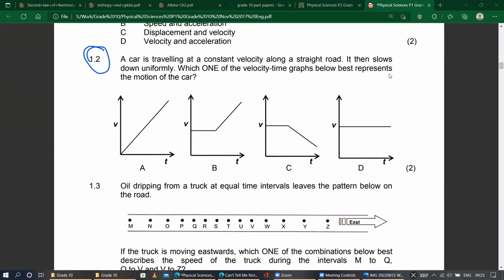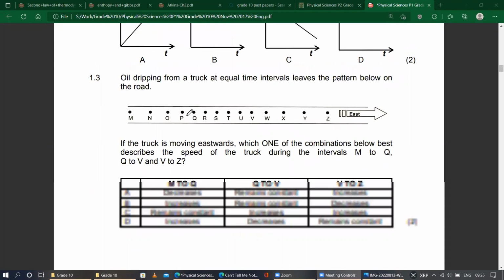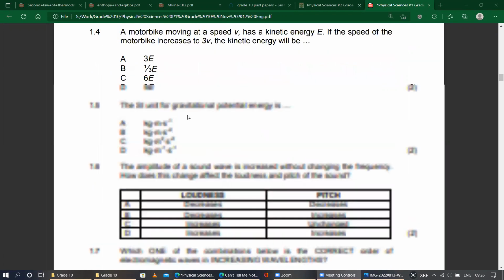Yeah, I said there were graphs involved, but it just doesn't say which one. So it could either be a graph of motion, a velocity versus time graph, or a displacement versus time graph.